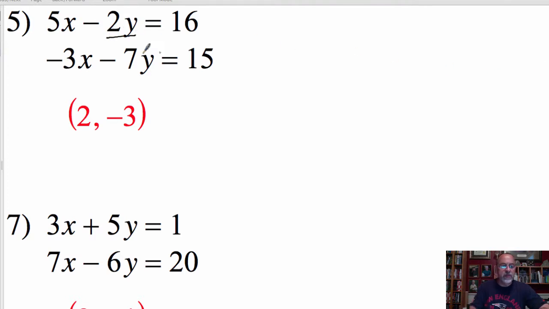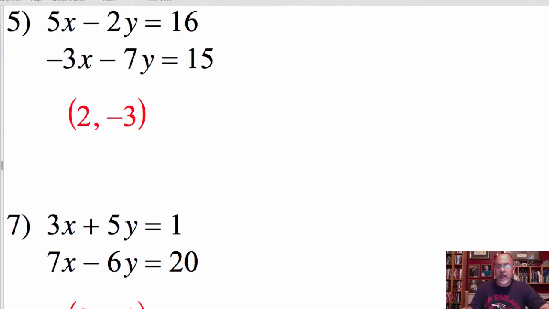If I solve for this y, I'm going to have to divide by 2. 5 divided by 2 does not come out even, so that's no good for me. If I solve for this x, I'm going to divide by 3. 7 is not divisible by 3. And if I'm going to solve for this y, I'm going to divide by 7. 3 is not divisible by 7. So this is a case where we are not going to be able to work without fractions. We're just going to have to work with fractions, and there's no way around it.